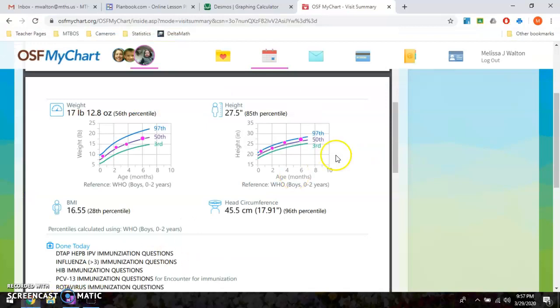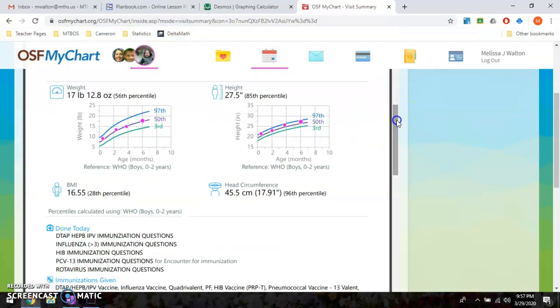I'm going to pull up one of my son's birth charts. Well, this wasn't his birth, this was one of his appointments. It says that he's in the 56th percentile for weight, 85th for height, only 28th for BMI, and then finally in his head circumference he's got a big noggin. He's got a 96th percentile. And what does that mean?